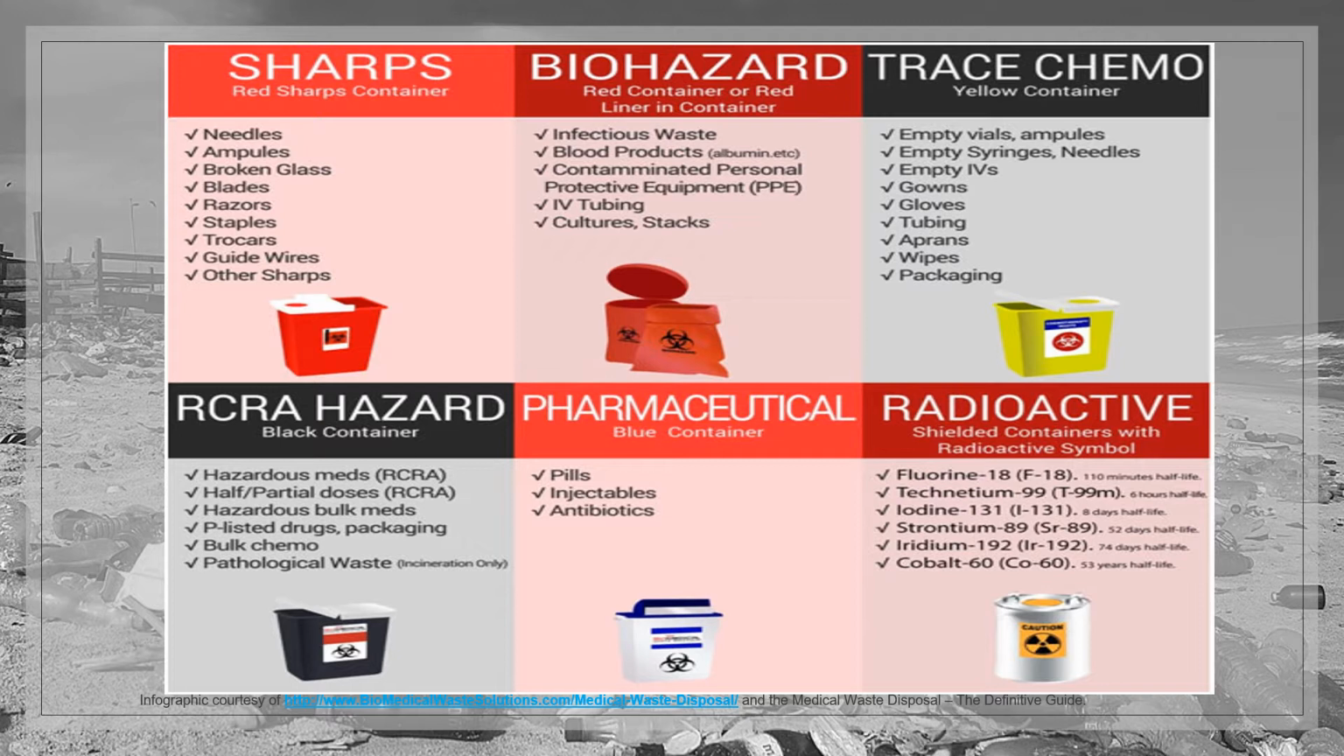blood products, IV tubing. Another one that may not be as common for some people is the yellow container, which is for chemotherapy agents like gowns, gloves, tubing, ampules, needles, things like that.